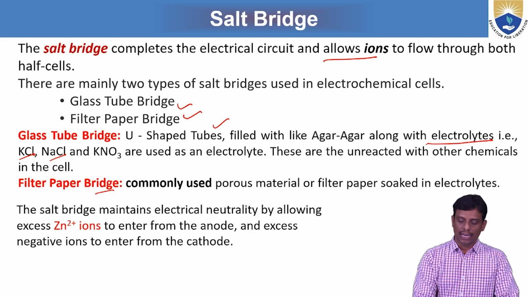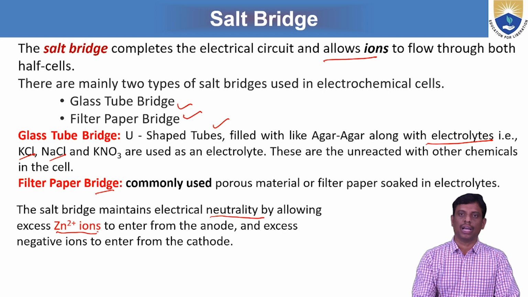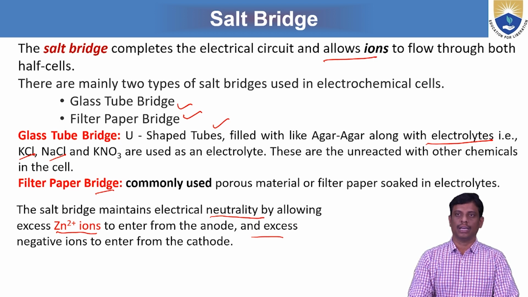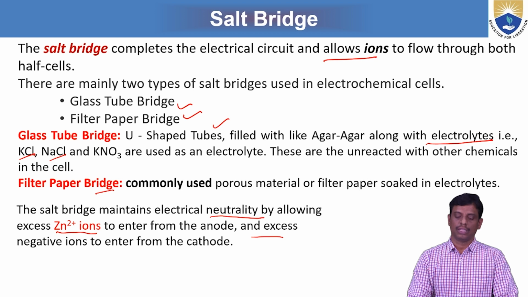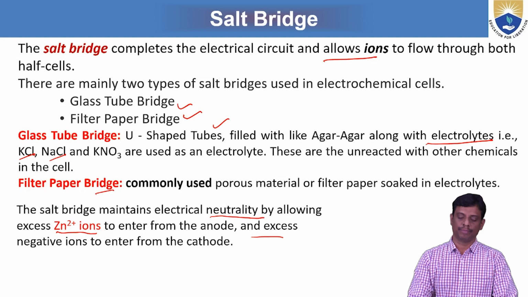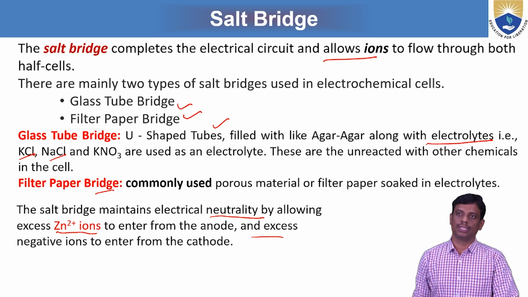maintains electrical neutrality by allowing excess zinc ions to enter from the anode and excess negative ions to enter from the cathode. So the excess zinc 2 plus ions and negative ions are going to be neutralized using this salt bridge. These are the advantages of the salt bridge. And usually the Voltaic cell potential is 1.1 volts.